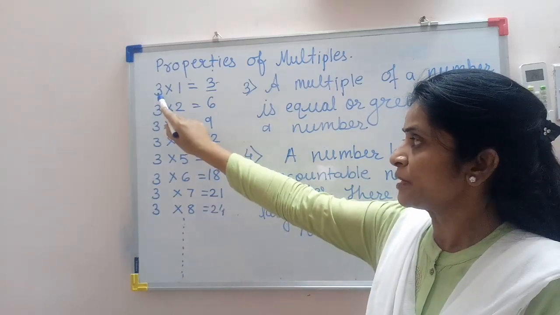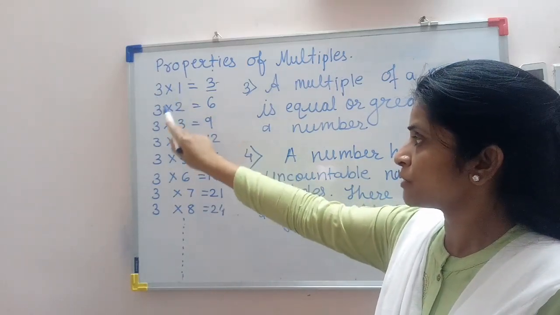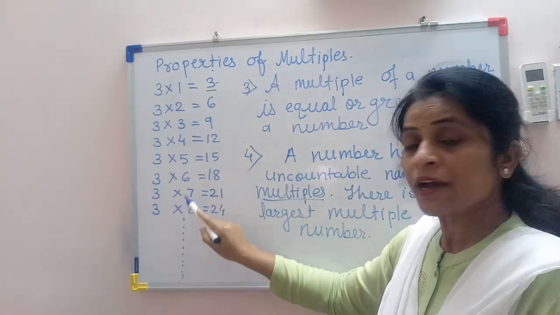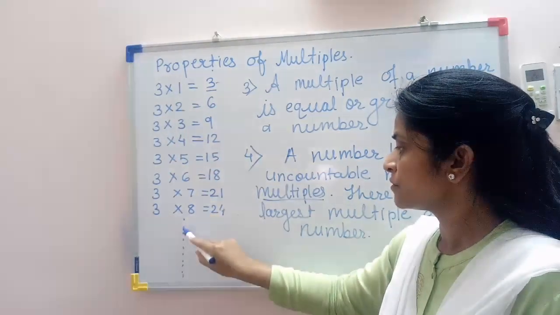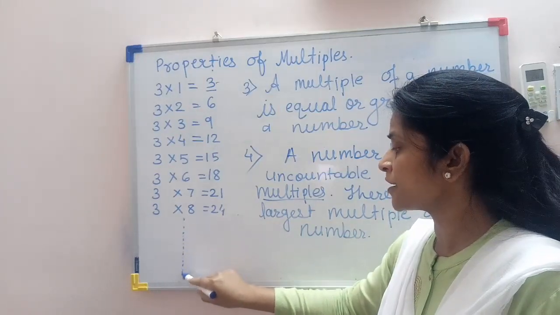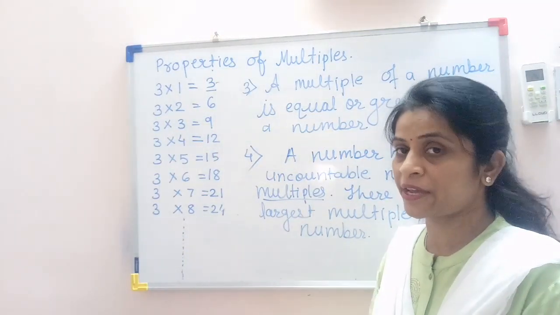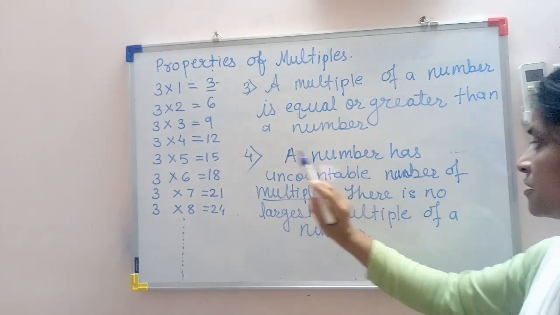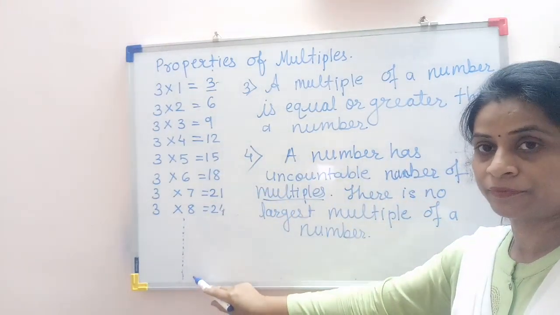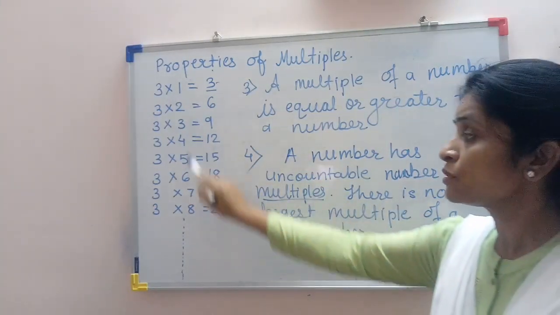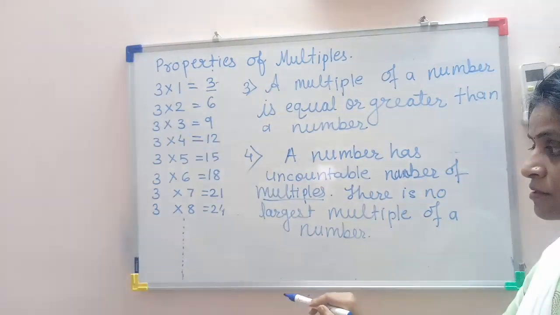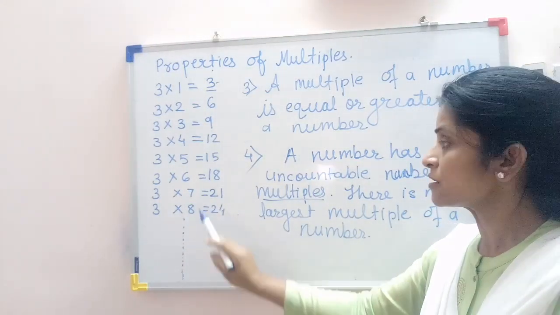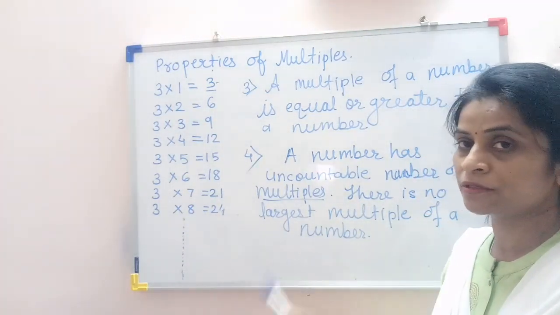For example, if we multiply 3 by 1, we have to continue with 2, 3, 4, 5, 6, 7, 8, and we can continue it with higher and higher numbers. So there is no end. So what is the fourth property? A number has uncountable multiples. There is no largest multiple of a number. There will be no end, meaning here we will not get a largest multiple of a number.